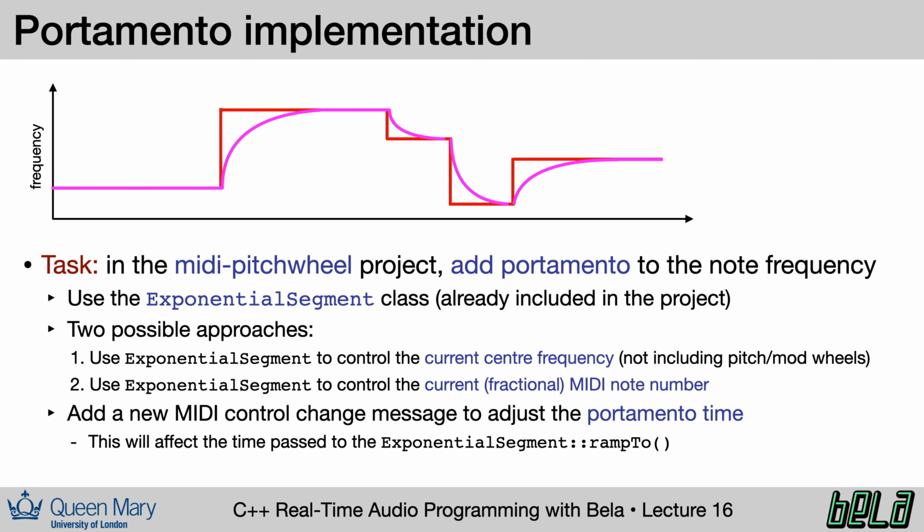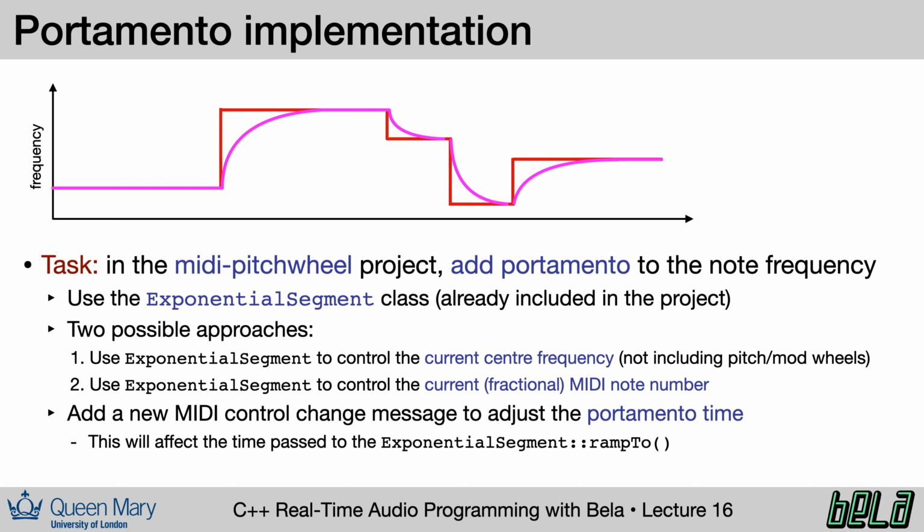To implement the Portamento, we need to declare an exponential segment object inside of our render.cpp. There's two ways that we could potentially do this. One is that the exponential segment could control the current center frequency of the note in hertz. Notice that this doesn't include the effect of the pitch wheel or the LFO for vibrato. The other way we could do this is that the exponential segment could control the MIDI note number, which would then be converted to a frequency every time we wanted to use it inside of render. For relatively small musical intervals, these will sound pretty similar. For larger intervals, you might get a marginally smoother effect by controlling the note number directly. The example that I'll show you just uses exponential segment to control the current center frequency because it slots in more easily to the structure we've already created.